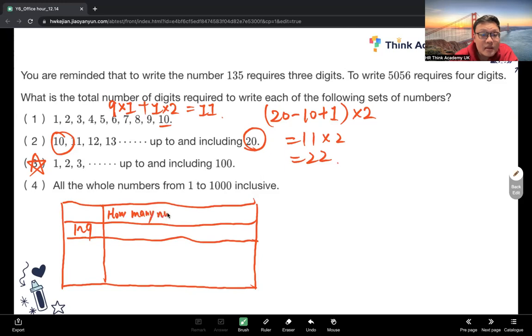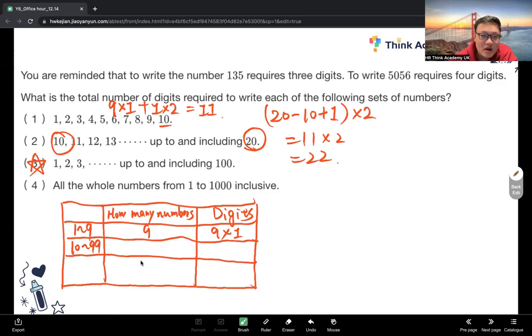How many numbers? Okay, that's the first one. Only 9, pretty easy. And then how many digits? Also 9. It's just 9 times 1, right? So let me write down digits. So for the first one, it can be 9 times by 1, because for each number, you're going to use 1 digit. And then we are moving on to 10 to 99, right?